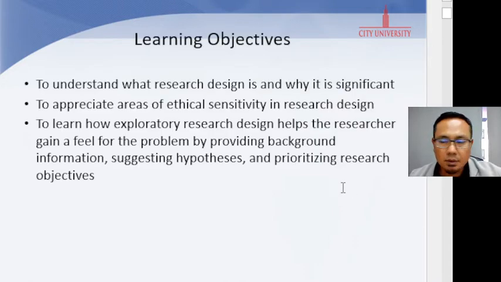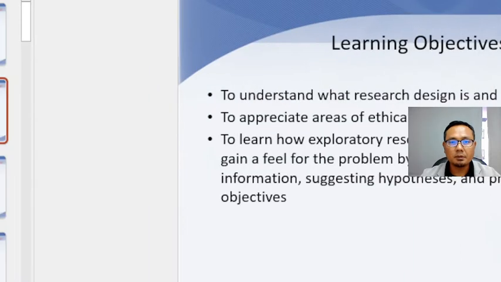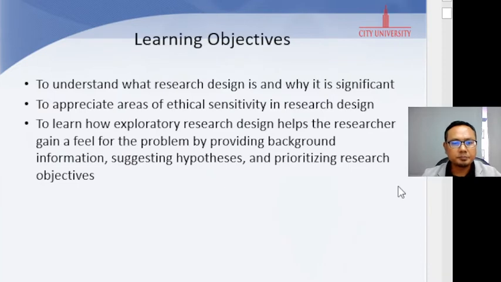As you can see from this list of learning objectives, we try to understand what research design is and why it is significant to your research, and to appreciate areas of ethical sensitivity in research design, and to learn how exploratory research design helps the researcher gain a feel for the problem by providing background information, suggesting hypotheses, and prioritizing research objectives.